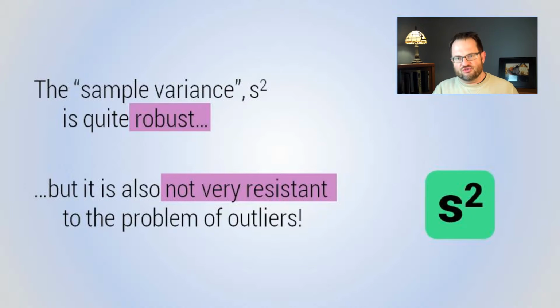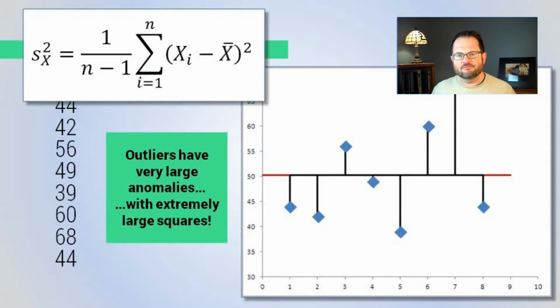Remember, outliers are going to be those observations that are way out there, far from the average. Remember our analogy of when we were trying to figure out the mean income in Omaha. Well, what if your sample just happens to have Warren Buffett? Warren Buffett would have a huge anomaly, right? The difference between Warren Buffett's income and the average income would be so huge, and then you'd be squaring it.